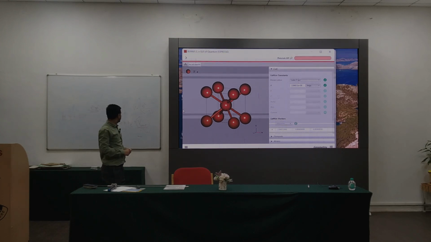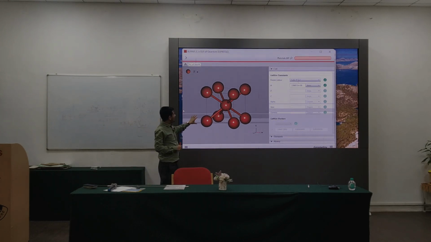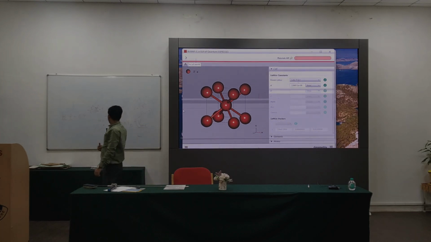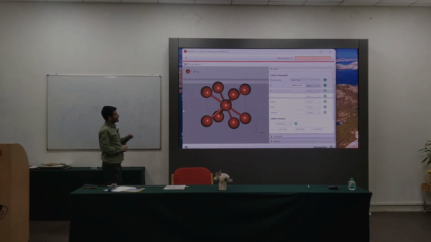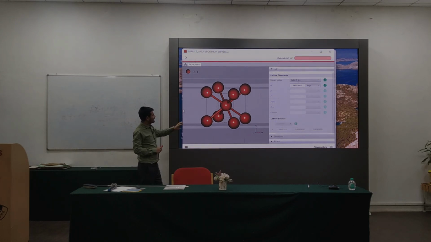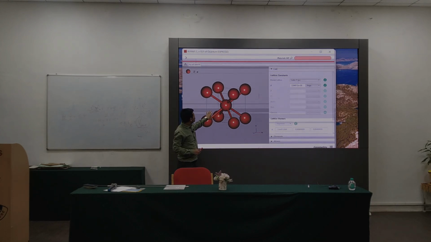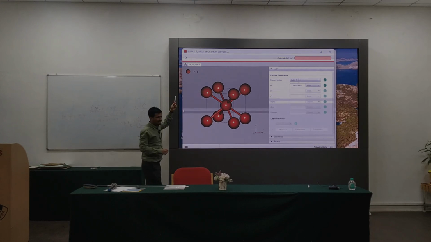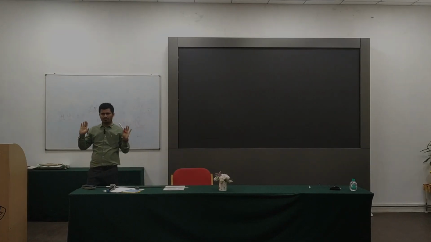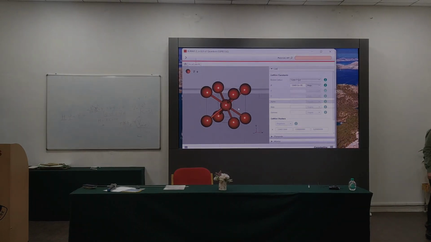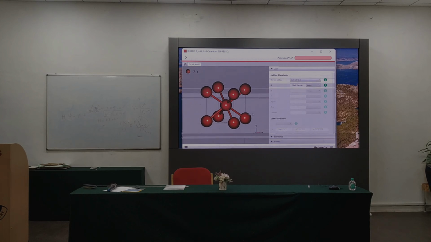Now the question is, what is the Hamiltonian for this system? So now I need to construct the Hamiltonian for this system. For that, I need the crystal information. Now I choose Fe. Fe is the iron atom. I chose a simple demonstration system, so for today's demonstration, I choose the iron system.